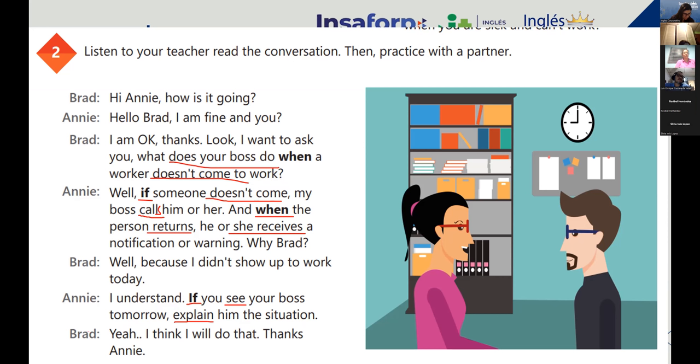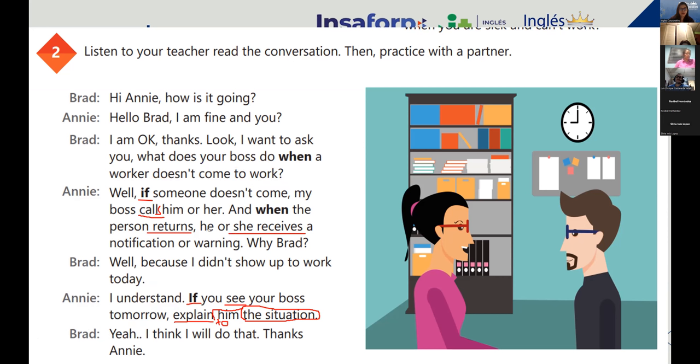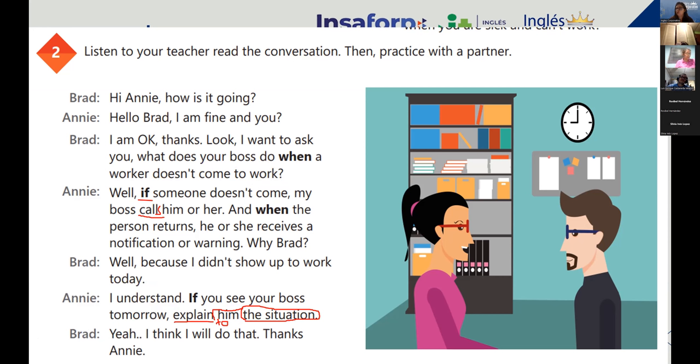Okay, I have a situation here. Explain the situation. To him. You don't explain someone. You explain something to someone. Háganle la corrección. ¿Verdad? You explain something to someone. Voy a borrar todo lo demás para que les quede la corrección. So remember, you explain something to someone. You don't explain someone. Yo no puedo explicarlos a ustedes, pero les puedo explicar algo a ustedes.